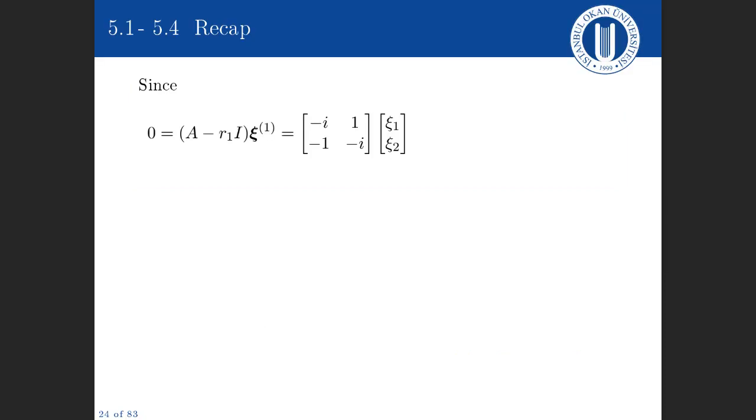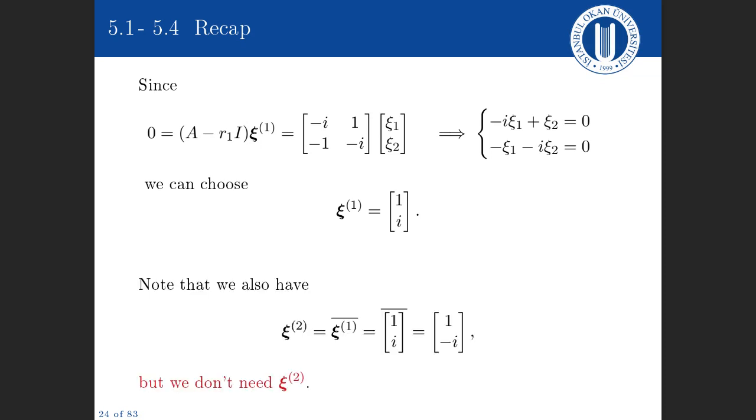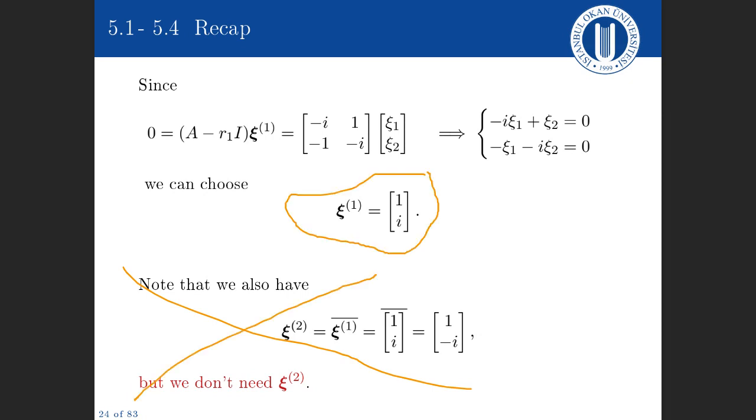We need an eigenvector. So the usual way, we can find that the eigenvector corresponding to r1 is (1, i). Now note that as soon as we know xi1, we immediately know xi2, because xi2 is just the complex conjugate of xi1. But we're not using r2, so we're not using xi2. So just forget about this. We don't need this. What we want is r1 and xi1.